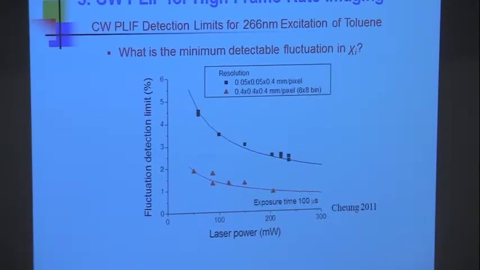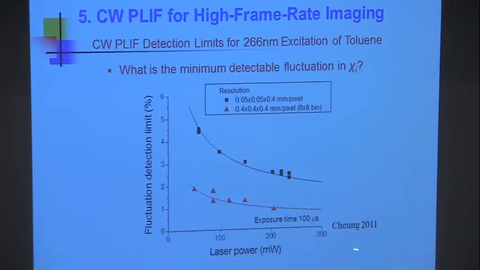We asked ourselves the question, how well could we do this? This is Brian Chung, my student. As a function of laser power in milliwatts, we asked, what sort of percentage fluctuations in the jet could we see depending upon the resolution? So for example, if we wanted to look at 0.4 millimeter by 0.4 by 0.4 millimeter, that's pretty small. We could detect about 1% fluctuations with an exposure time of 100 microseconds. So in other words, we could frame at 10 kilohertz and detect 1% change with this system. That's pretty good. Could have been better if we had more power.